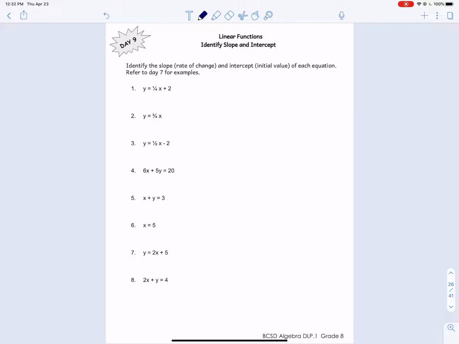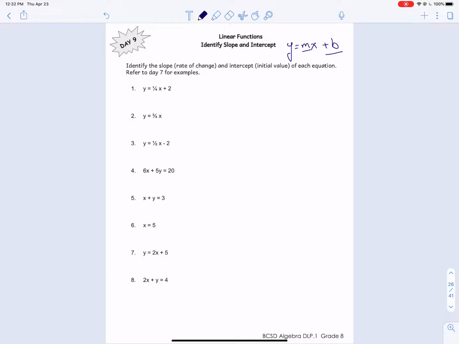Okay, here we have more linear practice, and all we're doing is looking at these equations and writing down what the slope is and what the y-intercept is. So remember, if it looks like this, all we have to do is find the number that's in front of x, that's our slope, and the other number, including the sign, is our y-intercept. The first three are written just like this, so you can just look at those numbers and write it down.